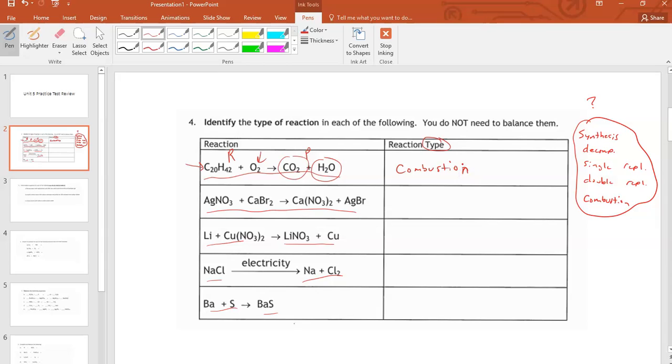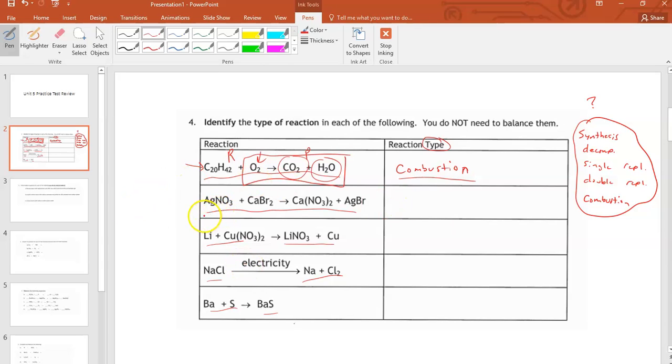Because combustion reactions in the context of our class are going to involve hydrocarbons, so carbon, hydrogen, and sometimes a little oxygen, reacting with oxygen gas to produce CO2 and water vapor. This part of our combustion reactions always looks the same. Now, later on when we balance, we'll have some coefficients in there, but the plus O2 yields CO2 and water. That's a dead giveaway that it's a combustion reaction.